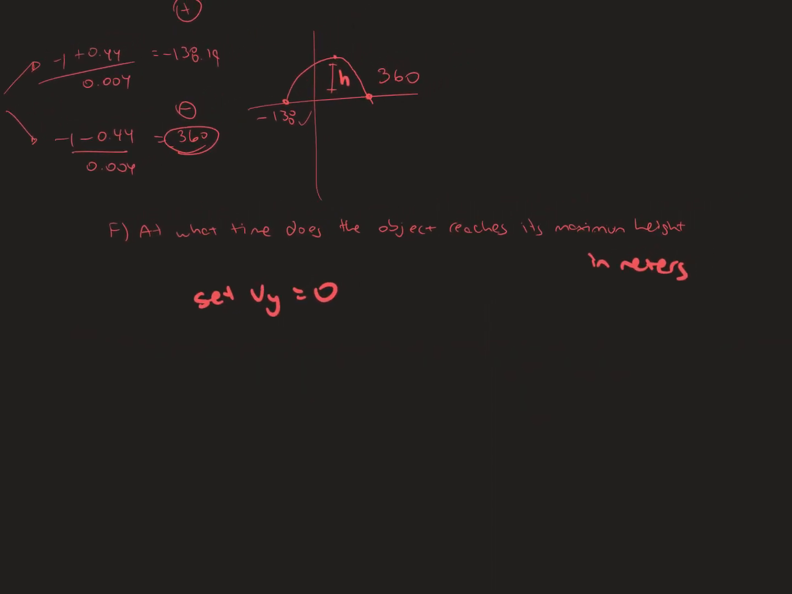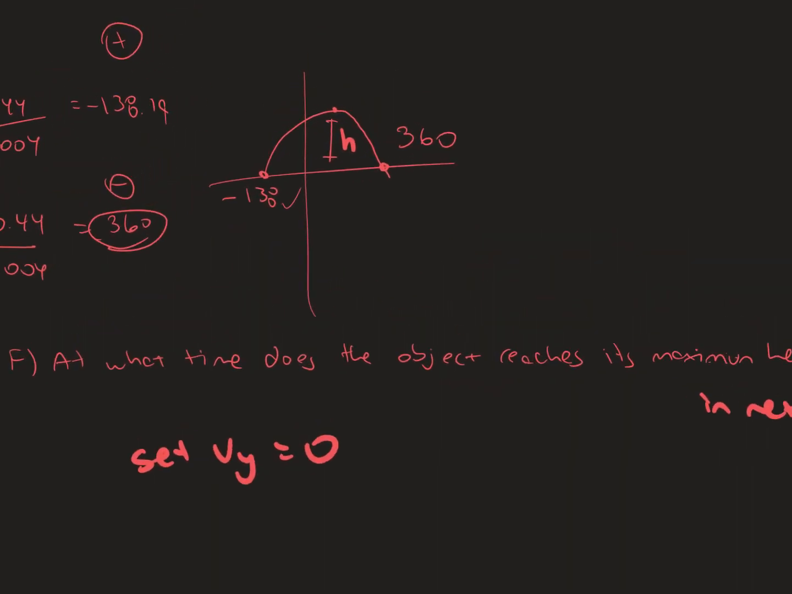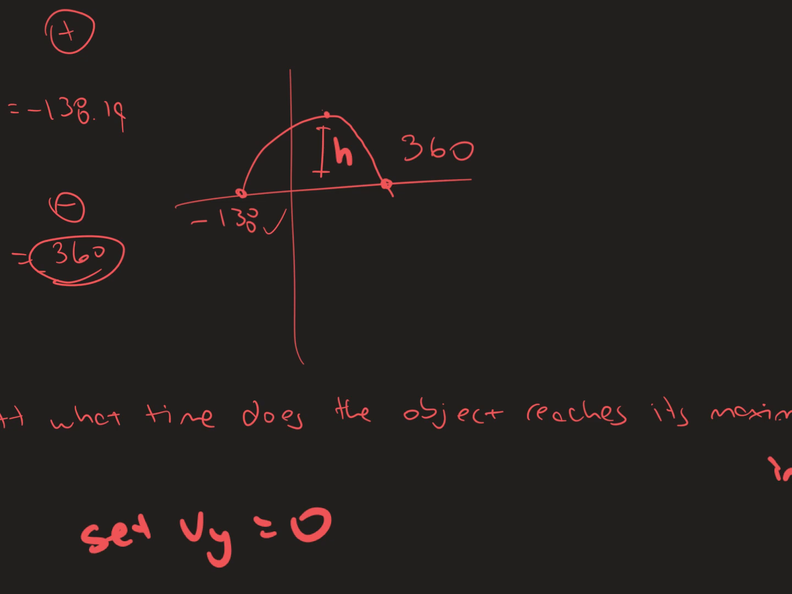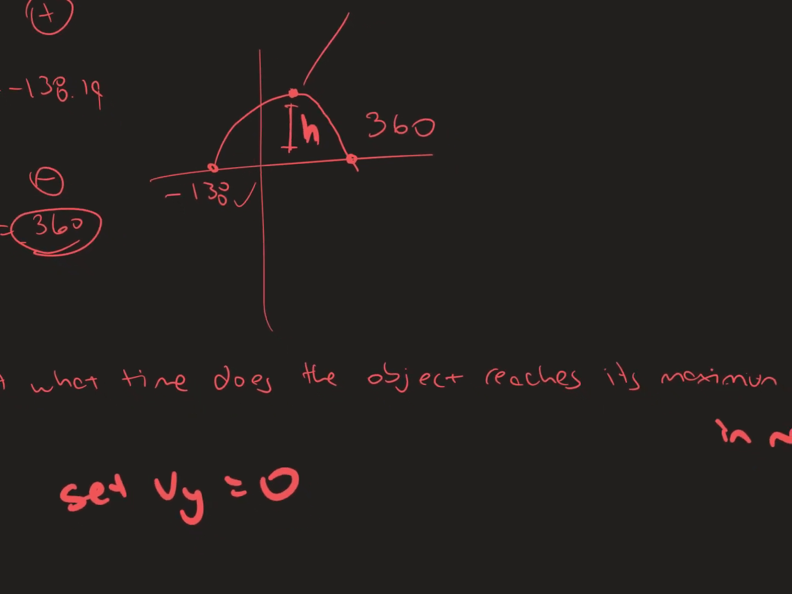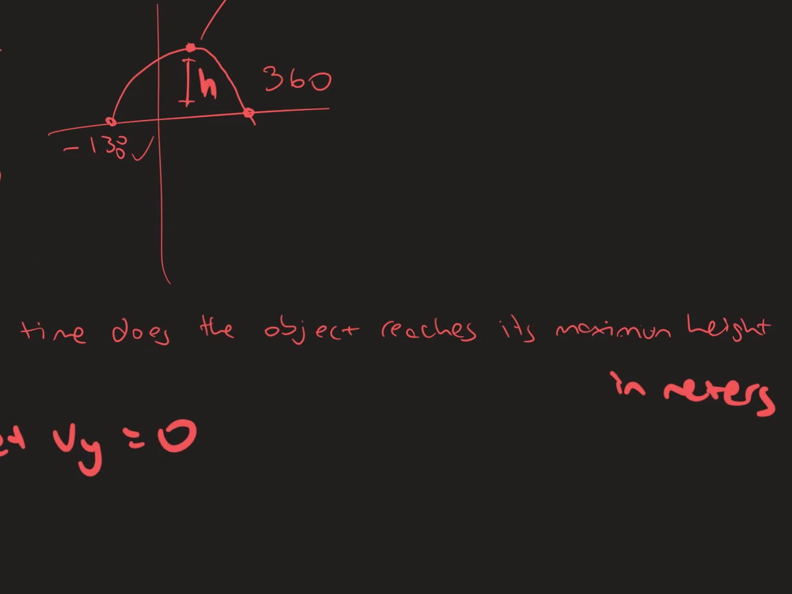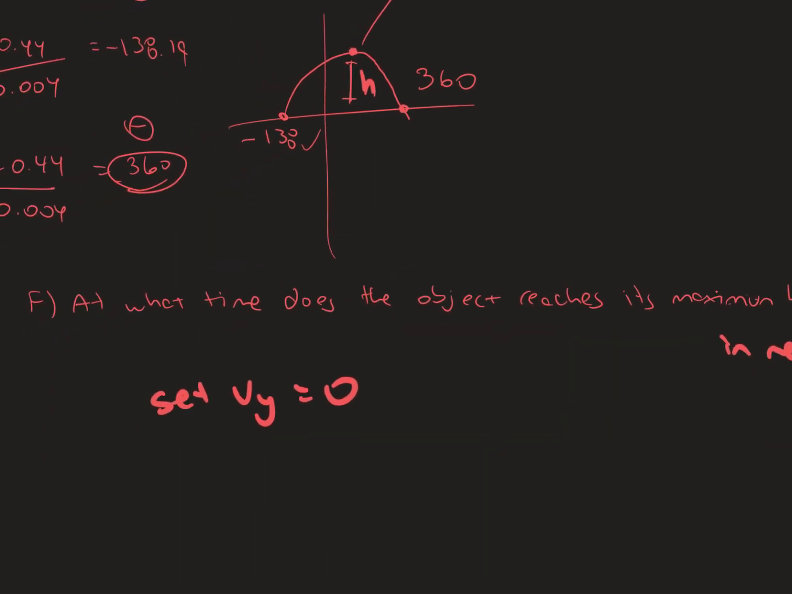Next, question F: at what time does the object reach its maximum height? In this graph, the maximum height would be somewhere in the middle of the graph that I just drew. This is the height, and we're trying to find its maximum height in meters. For that, we set v of y equal to 0. That means that at the maximum height, there's no vertical velocity at all.